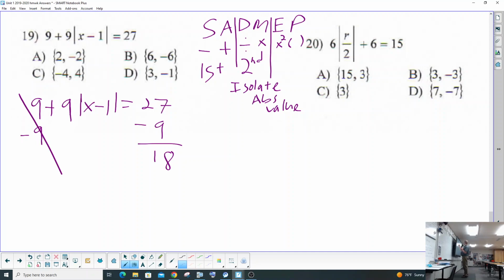Then, next to the absolute value is also a 9. It's being multiplied, so we need to divide it. So we're going to divide by 9. And so now we have the absolute value of x minus 1 is equal to 18 divided by 9, which is 2. So now you can split it into two equations.